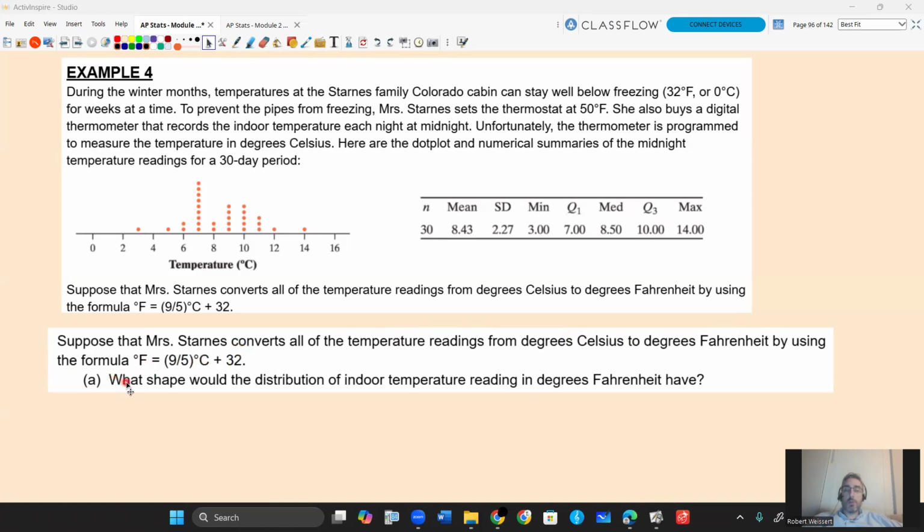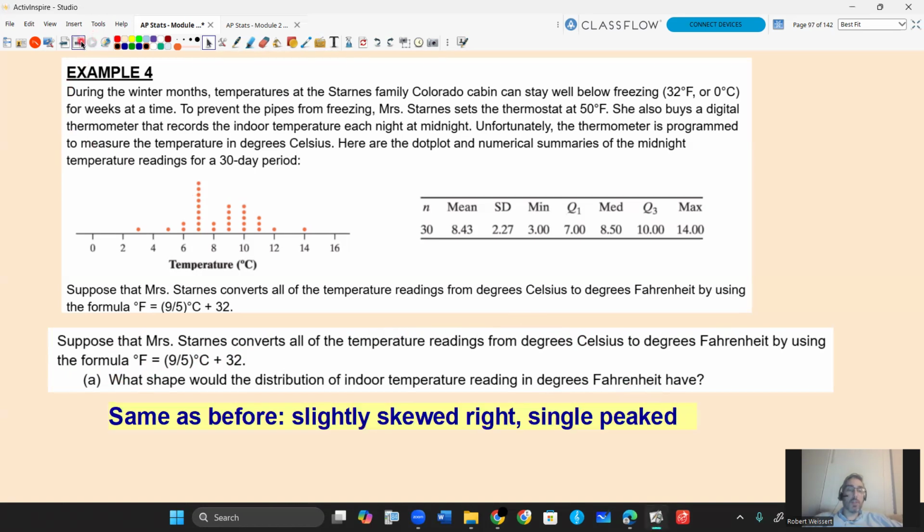Part A, what shape would the distribution of the indoor temperature reading in degrees Fahrenheit have? Well, the shape's not going to change, so it's going to be exactly the same, about skewed to the right a little bit, single peaked.